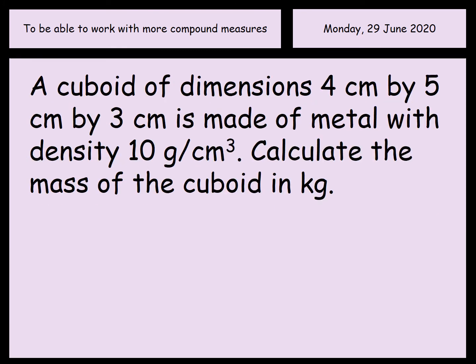Next one, a cuboid of dimensions 4 by 5 by 3 is made of metal with a density of 10 grams per centimeter cubed. Calculate the mass of the cuboid in kilograms.